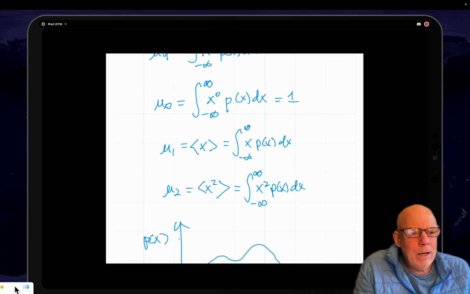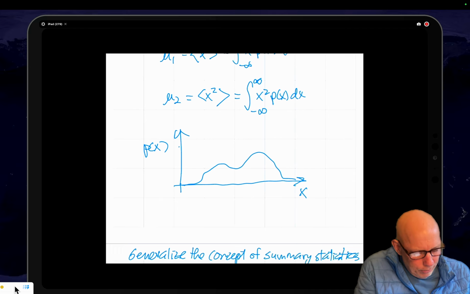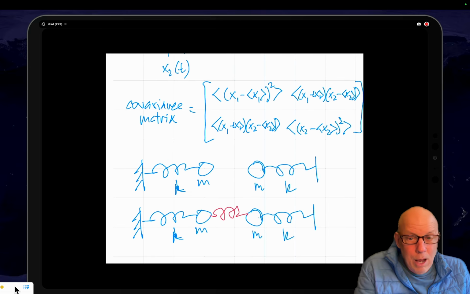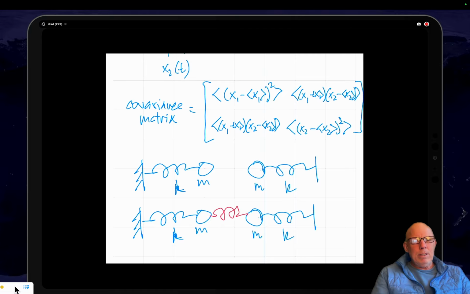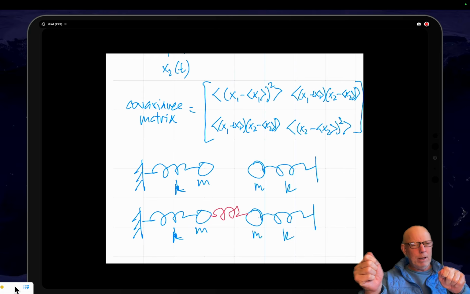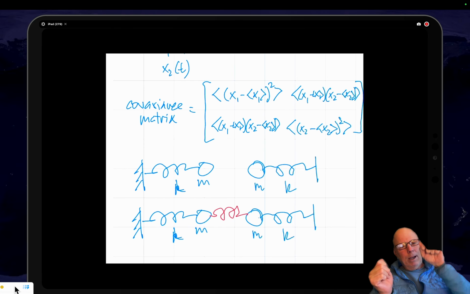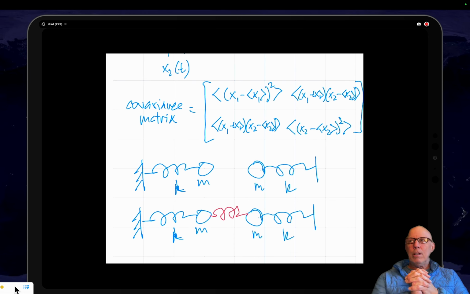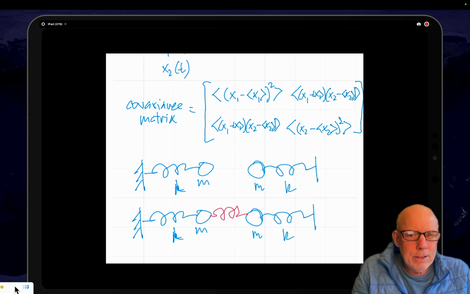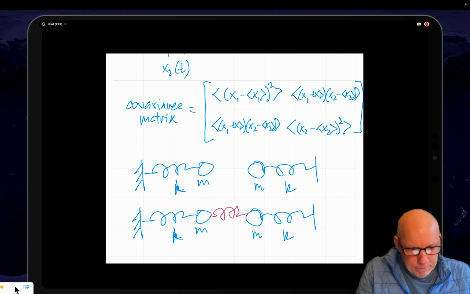Now, the question is, how do I generalize that if I have more than one variable? And the answer is the covariance matrix. But it's very important to know the covariance matrix is a summary statistic. It's a way of characterizing this high dimensional probability distribution. In other words, I've got P of x1 and P of x2. And if I have a transcriptome, then I've got P of gene 1, gene 2, gene 3, gene 4, and so on. There's some probability distribution of that whole big mess. And the covariance matrix is a scheme for us to arrive at a summary statistic. So that's where we were at the end of last time.